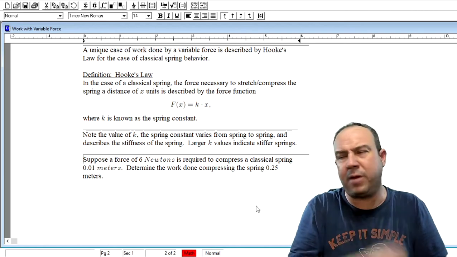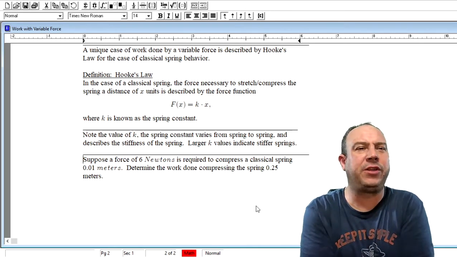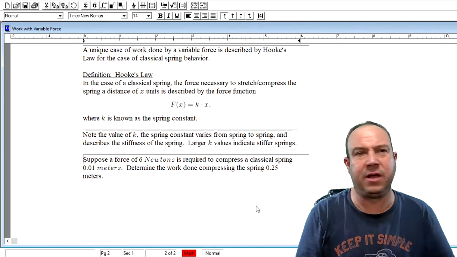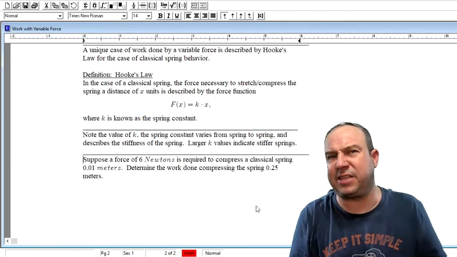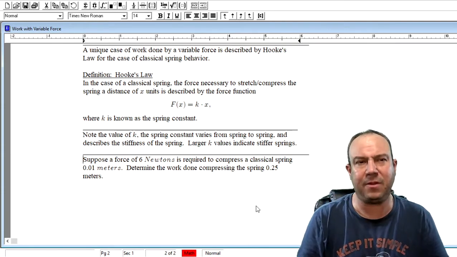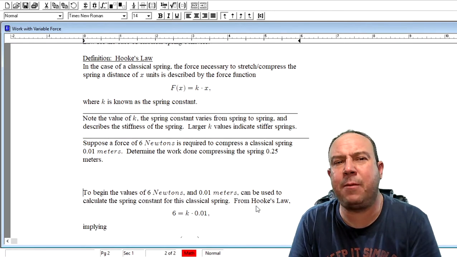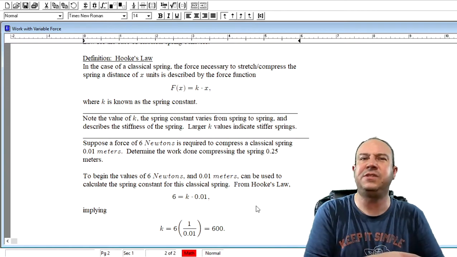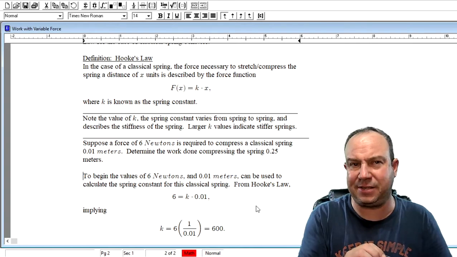We might be interested in determining the work done to compress the spring 0.25 meters. What is it going to take to compress it 1/4 of a meter, if we know it takes 6 newtons to compress it 0.01 meters? Well, to begin with, that information about how much it takes to compress the spring 0.01 meters, 6 newtons, can be used to actually calculate our spring constant.